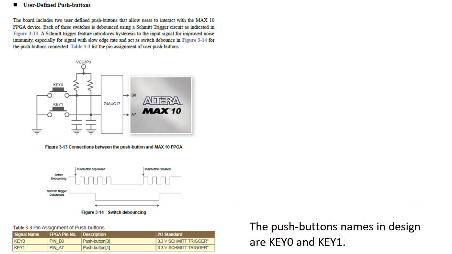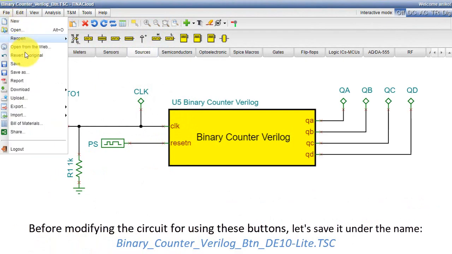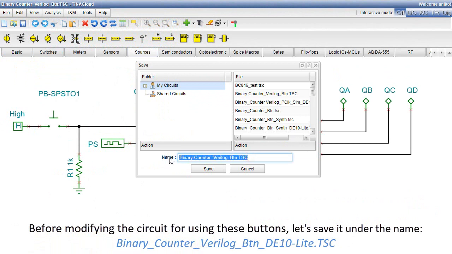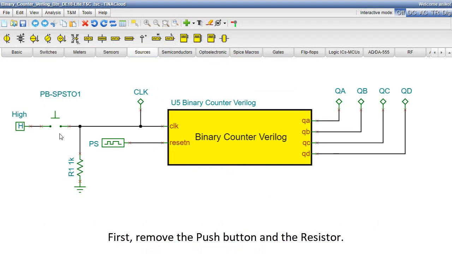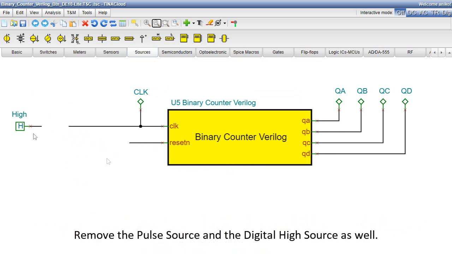The push button names in the design are key 0 and key 1. Before modifying the circuit for using these buttons, let's save it under the name binary counter Verilog btn de10light.tsc. First, remove the push button and the resistor. These are not necessary because they are on the board and don't belong to the synthesizable logic. Remove the pulse source and the digital high source as well.